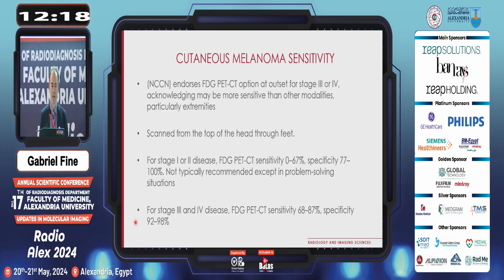So the National Comprehensive Cancer Network, or NCCN, this is a United States network that gives recommendations. They endorse FDG PET-CT at the outset for stage 3 or 4 disease. And they acknowledge that it may be more sensitive than other modalities, particularly for the extremities. We scan from the top of the head through the feet, and our sensitivity of detecting things, especially for stage 3 and 4 disease, is quite good. So 68 to 87% with specificity of 92 to 98%.